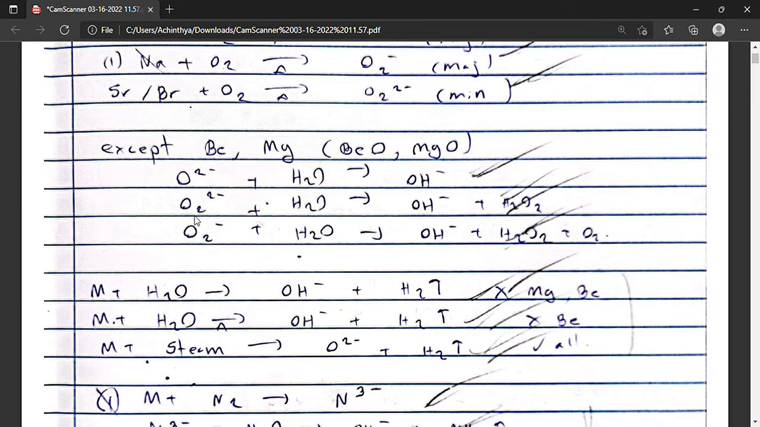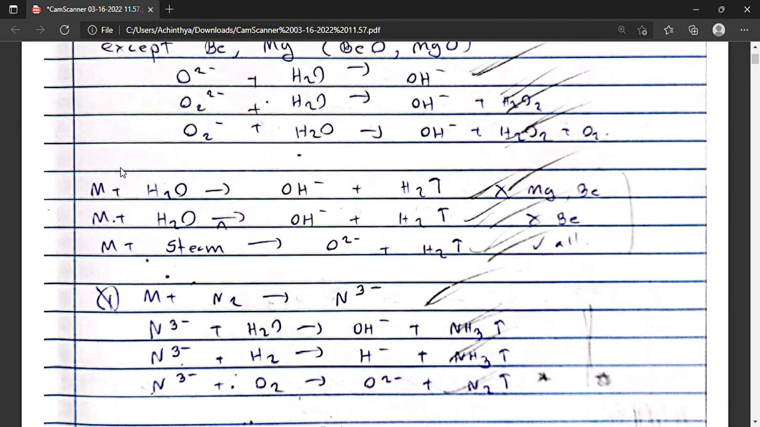Metal peroxides will react with water to form their respective metal hydroxide and hydrogen peroxide, while metal superoxides will react with water to form their respective metal hydroxide, hydrogen peroxide, and oxygen gas. Beryllium and magnesium will produce their respective oxides rather than their hydroxides.